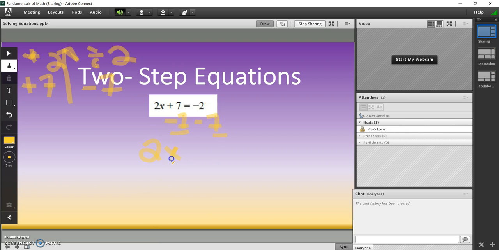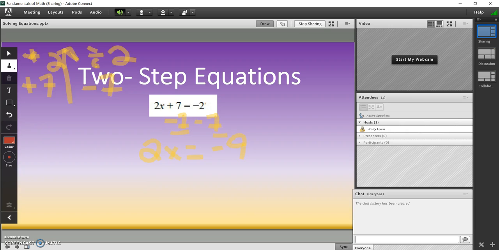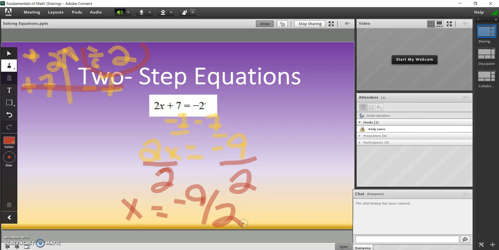So I get 2x equals, now you owe me $2 because it says negative 2, and now you owe me $7. So you're going to owe me $9. Okay, and then we're going to divide, so we did this guy, and now we're going to have to divide by negative 2. Divide by 2, I'm sorry. So we get x equals negative 9 over 2.